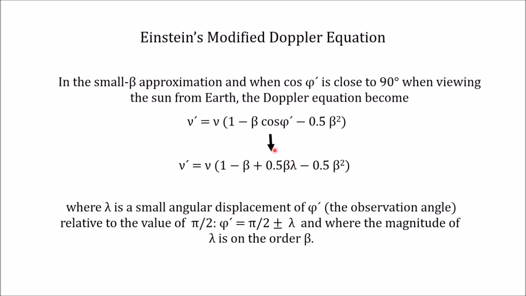This was overlooked. And with the fixation on a small beta approximation, it was overlooked that cosine phi prime in certain scenarios itself will be small, and in the case of the observation of the sun, it's on the order of beta. So what we have is another term that's on the same order of beta squared that was omitted from the analysis.